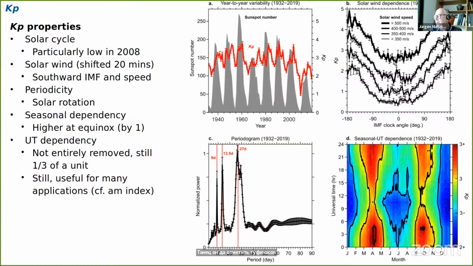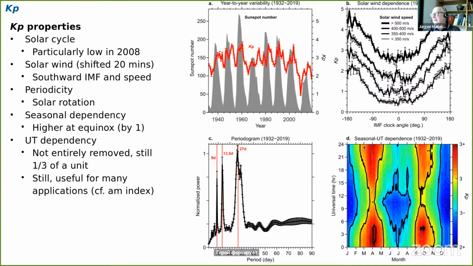On the bottom right side, we can see 2 features of KP. The one is the seasonal dependence. Going from left to right, we go through the year, and you can see that the springtime and fall time equinox have mean KP values which are about 1 unit larger than the corresponding KP values during summer and winter solstice. You can also see the universal time here from 0 to 24 hours. And of course, an index should not have a universal time dependency if it's mostly controlled by things like solar wind properties.